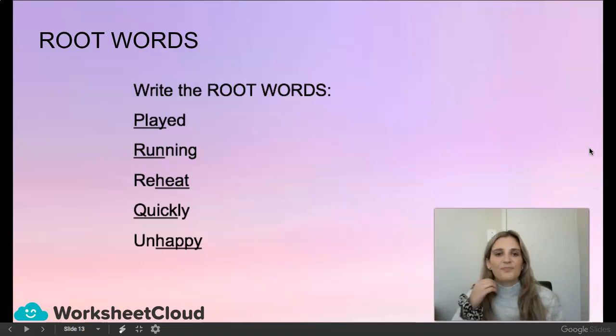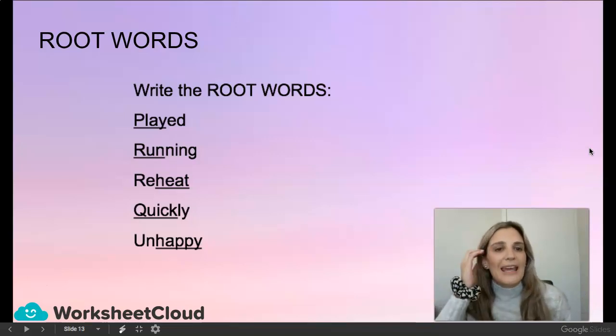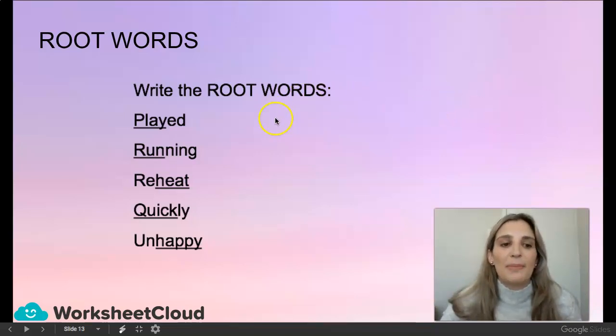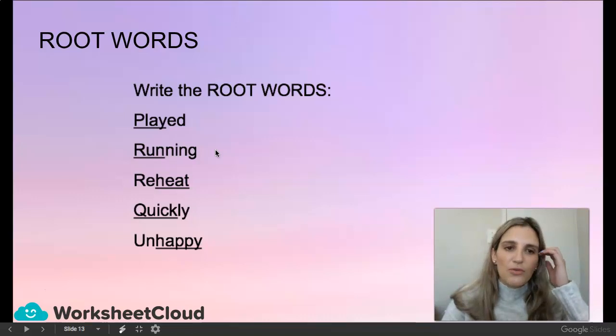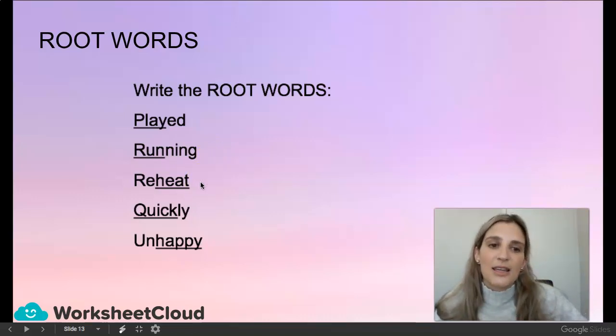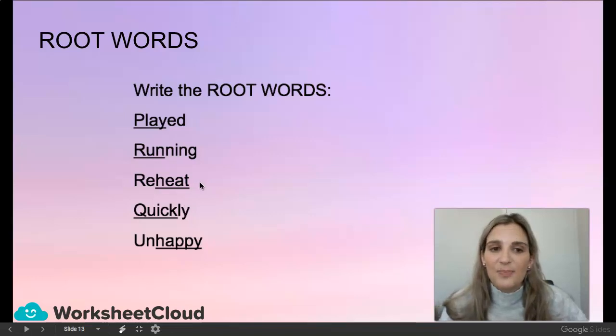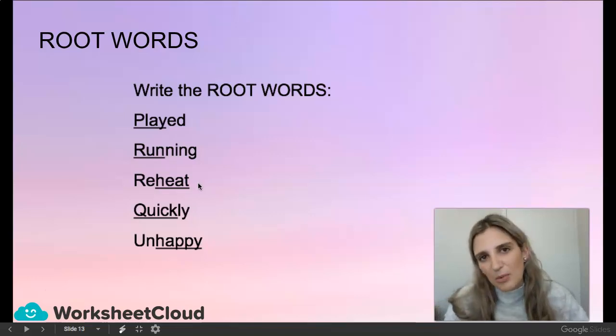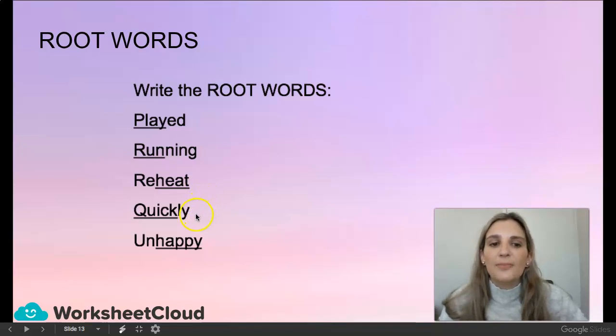Okay, let's look at it. Play is the root word in played. Run is the root word in running. Heat is the root word in reheat. That was an easy one because I already did that one with you. Quickly, quick is the root word. And lastly, happy in unhappy, that is the root word.